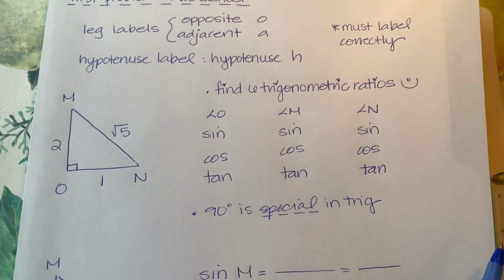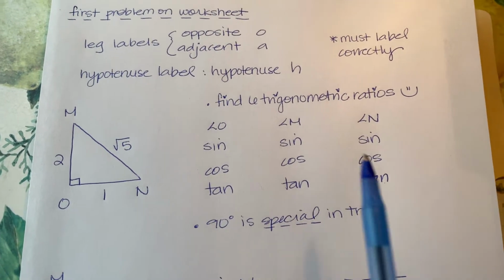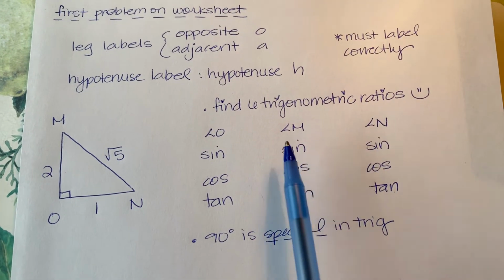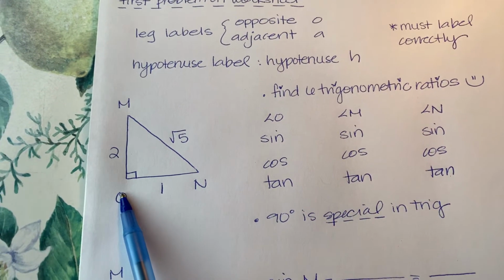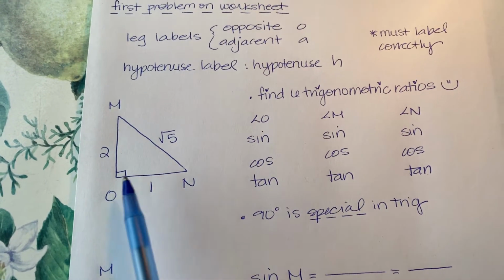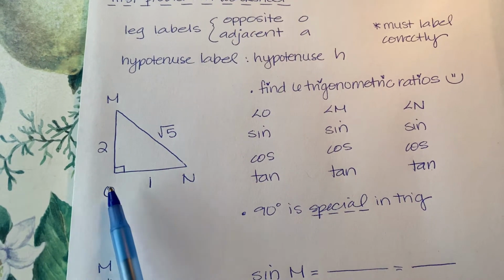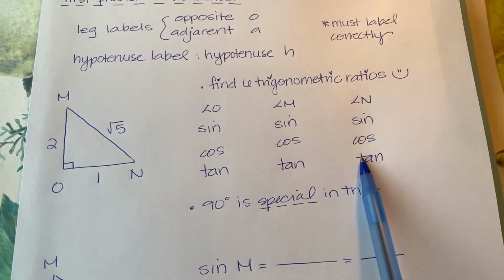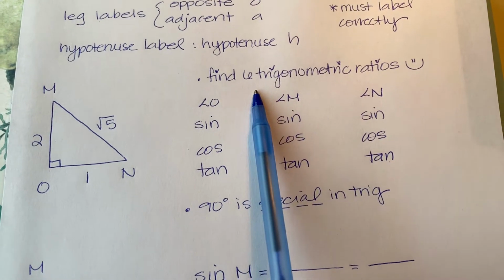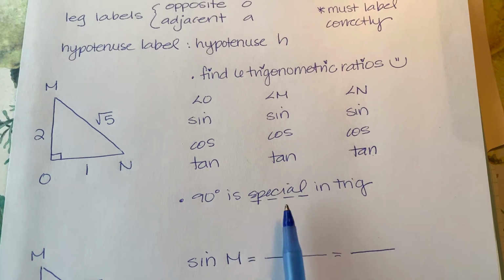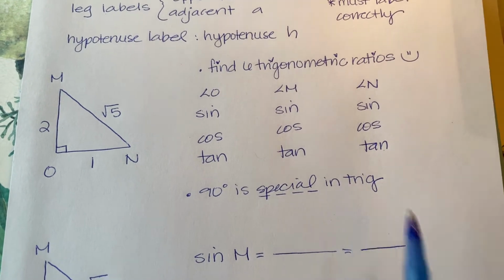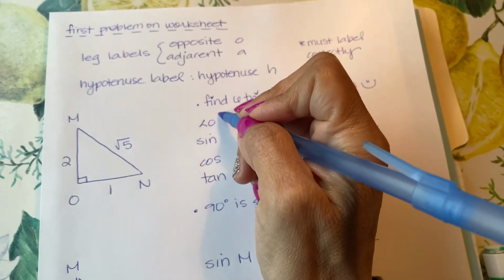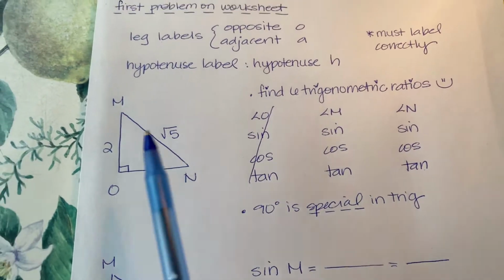You're always asked to find the 6 trigonometric ratios, not 9. You might say, there's O, there's M, and there's N, three angles, Miss Kenny, and if I do sine, cosine, tangent for each, wouldn't there be 9? Why is there 6? 90 degrees is a very special angle in trigonometry. You'll understand that in IM3 with the unit circle. So we do not talk about the 90-degree angle.